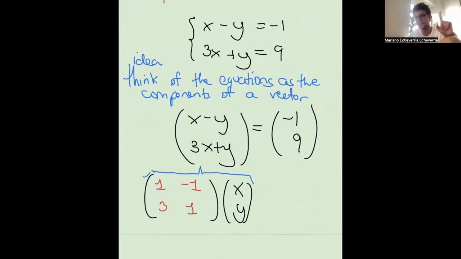Well, that's going to be the solution. Yes, you are correct, that's going to be the solution. But right now, I'm just rewriting the equations themselves in terms of matrices. But yeah, that's going to be the solution of this system.